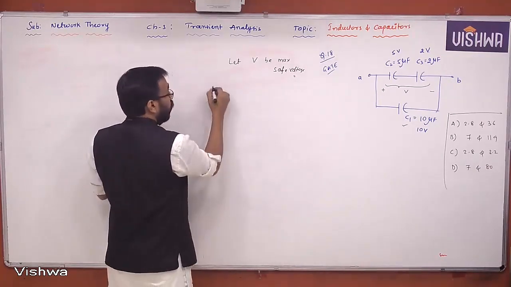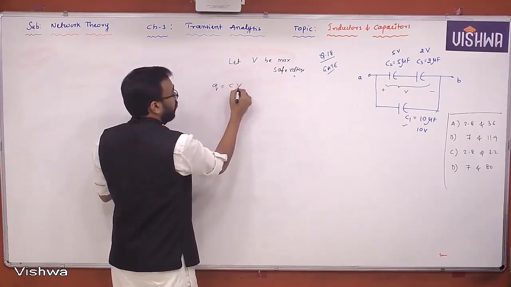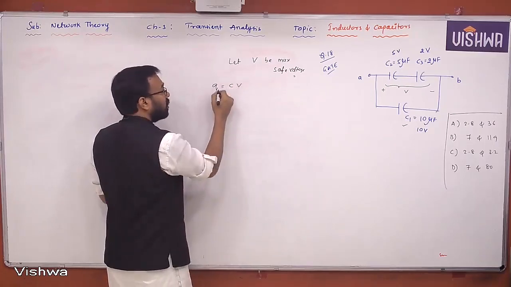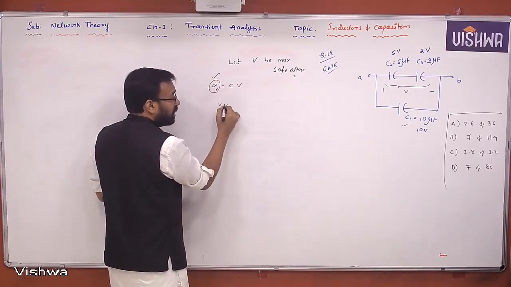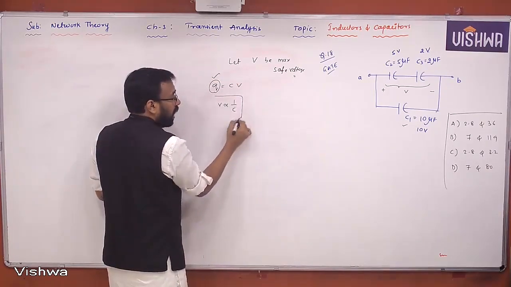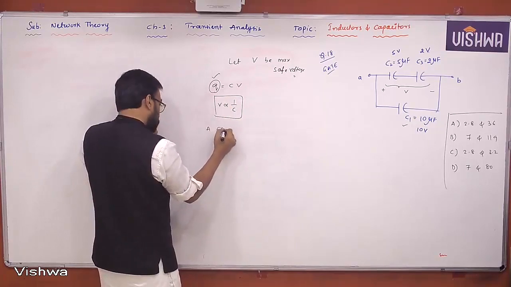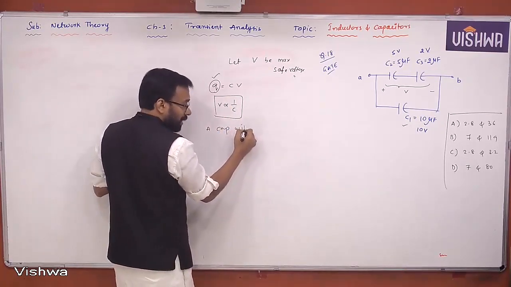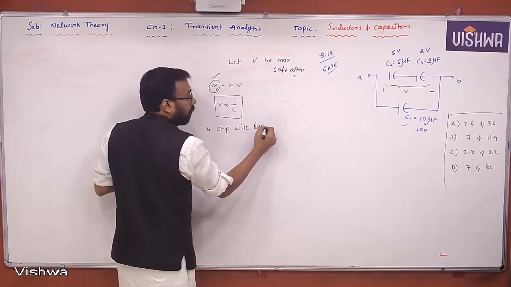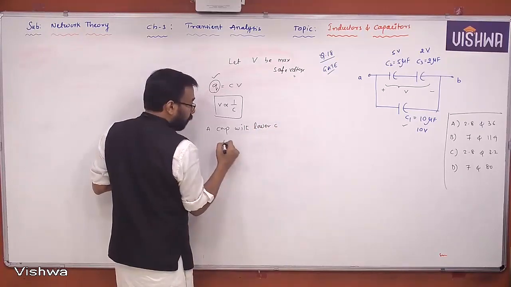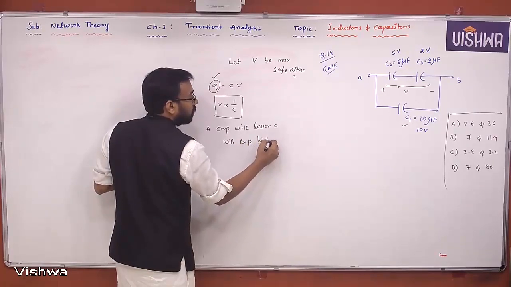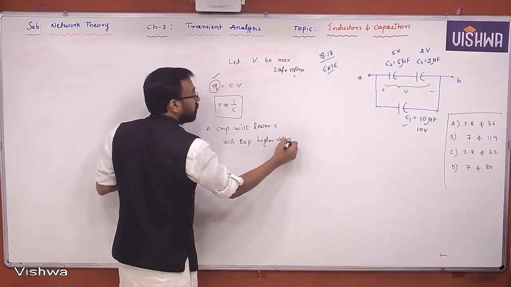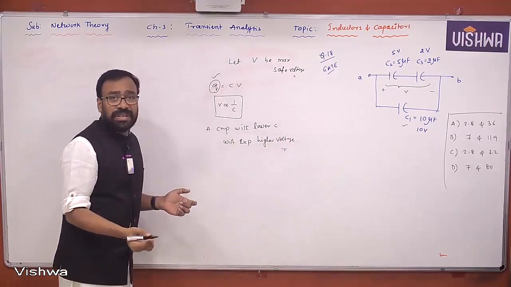Let us see. Q is equal to C into V. For series combination, Q is the same. We already studied. Then what will happen here? V is inversely proportional to C. Now, a capacitor with lower capacitance will experience higher voltage. This is a simple concept.